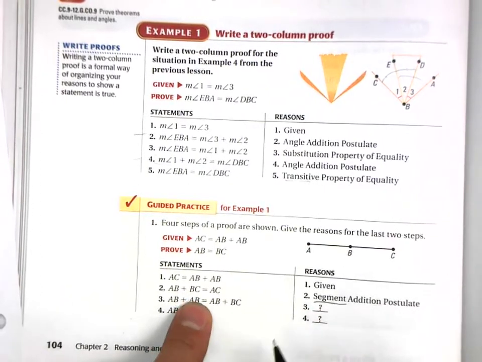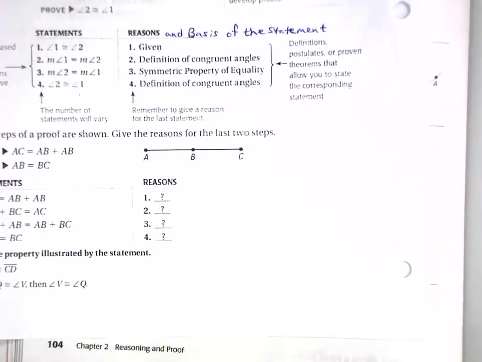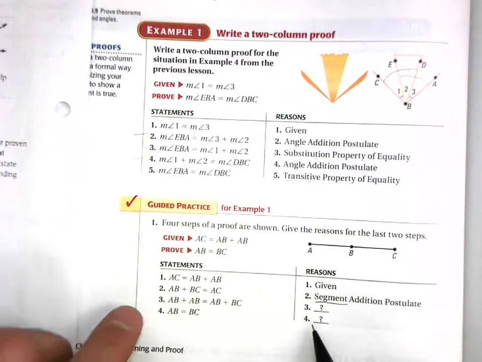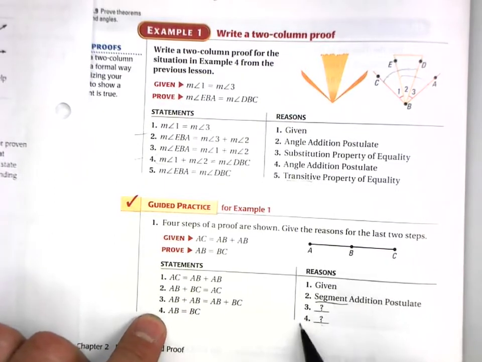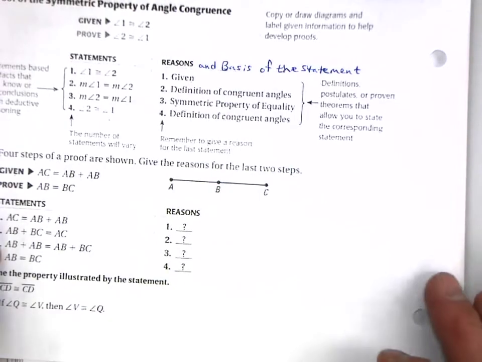So you may not have been able to figure that out on your own. That's why I did not include it in there, because I was thinking that you would be able to, but you probably can't. So let me give it to you. But for number three and number four, write in the reasons there in your notes.